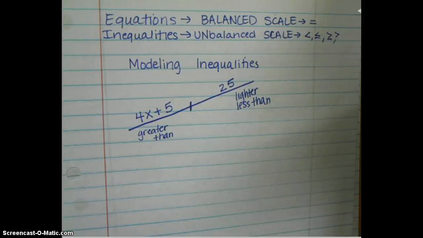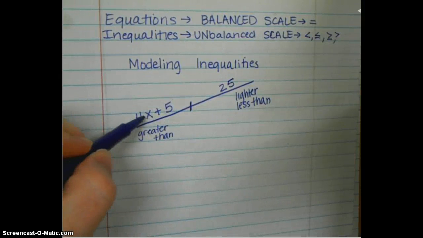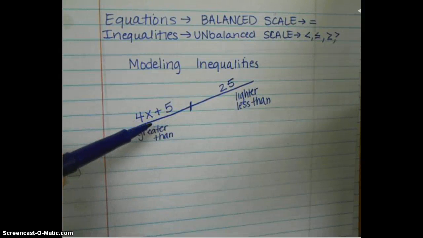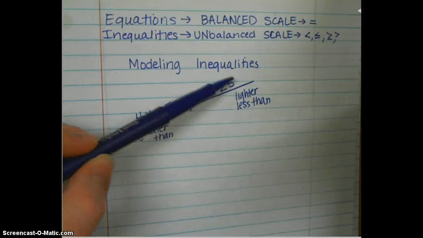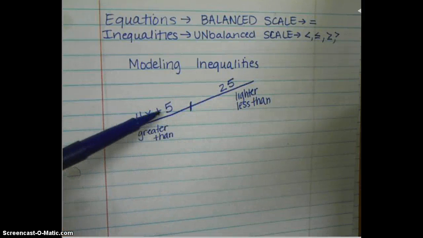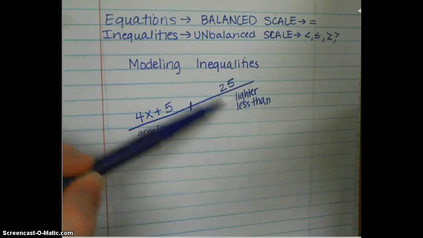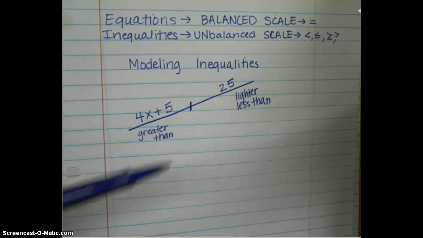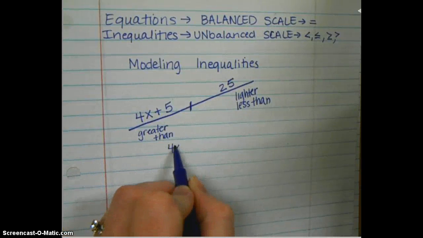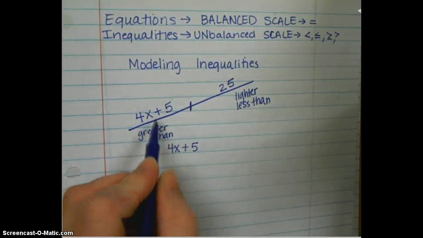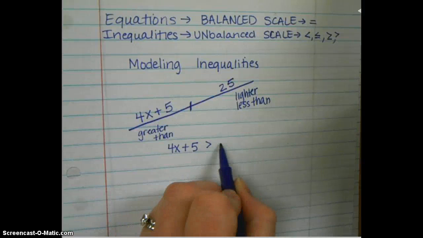So here's what we have to say. Because 4 times x plus 5 is lower, towards the bottom, it's going to be greater than 25. Or inversely, 25 is going to be less than 4x plus 5 because it's higher on this scale. It's up in the air. So we would use that scale to write an inequality: 4 times x plus 5 has to be greater than 25.